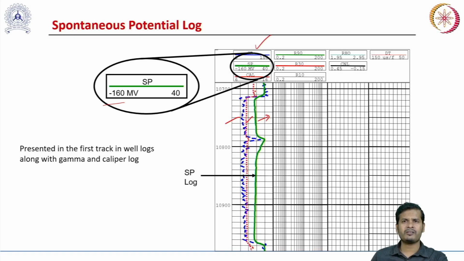Any of these logs must be present to aid in the interpretation of other logs such as the resistivity log, which is present in the second track, density, or the different types of porosity logs that are present in the third track.